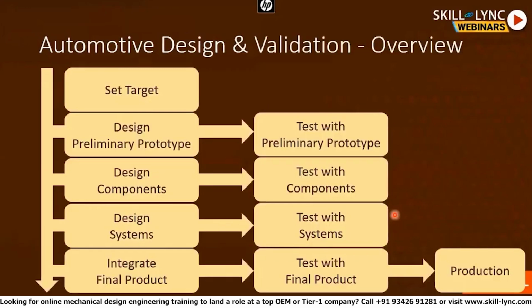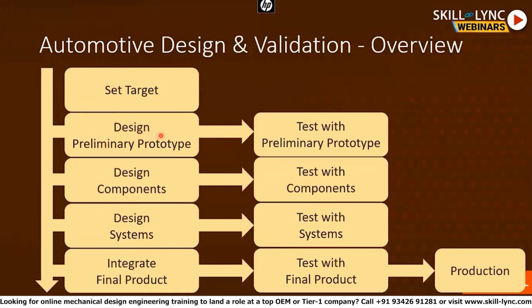So this is an overview of the design and validation step. First, we saw the concept stage. Next, we saw the design and validation stage. So this design and validation stage overview is like this. You first set the target for the whole vehicle and for the component level and system level. Then you design the preliminary prototype of the vehicle at first.